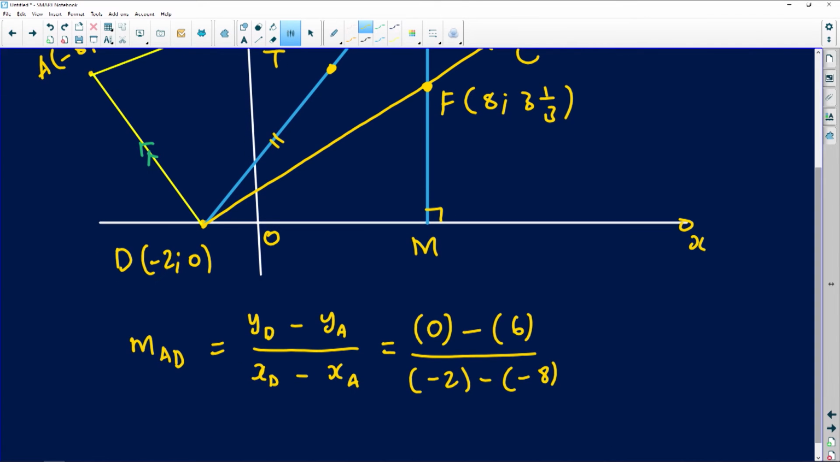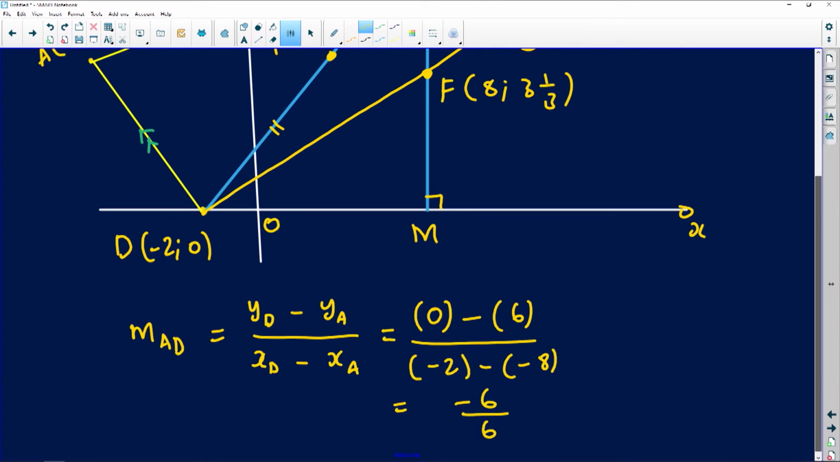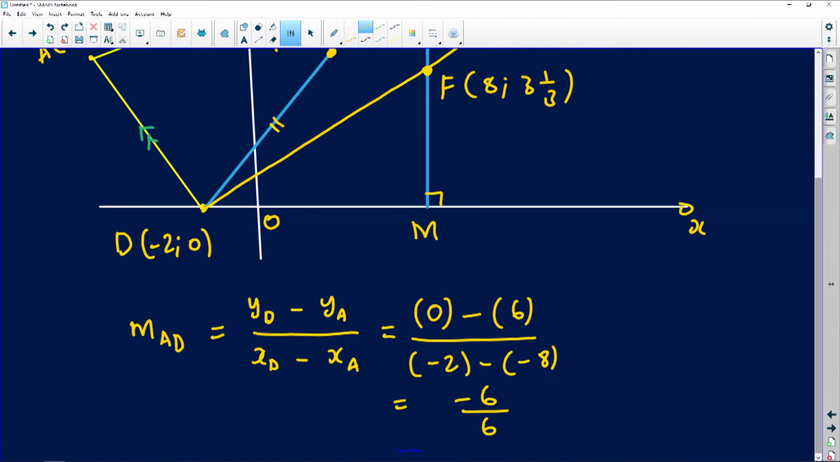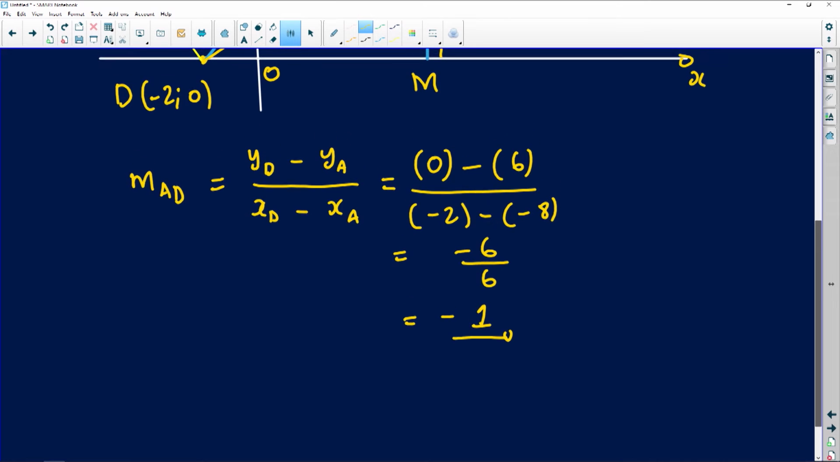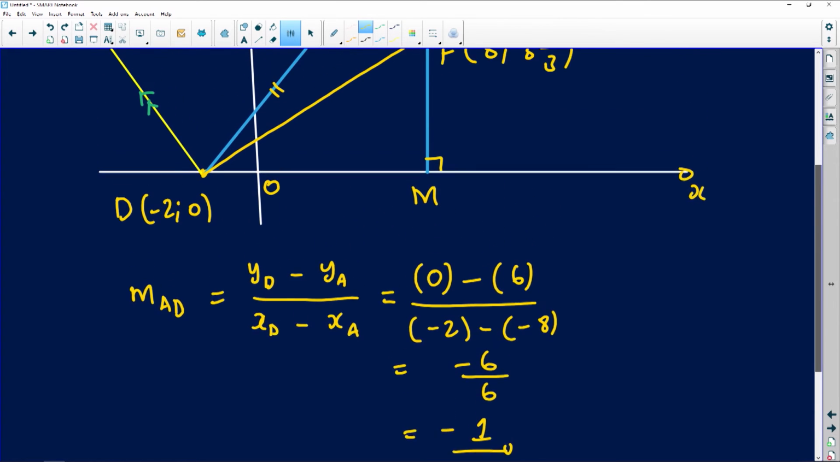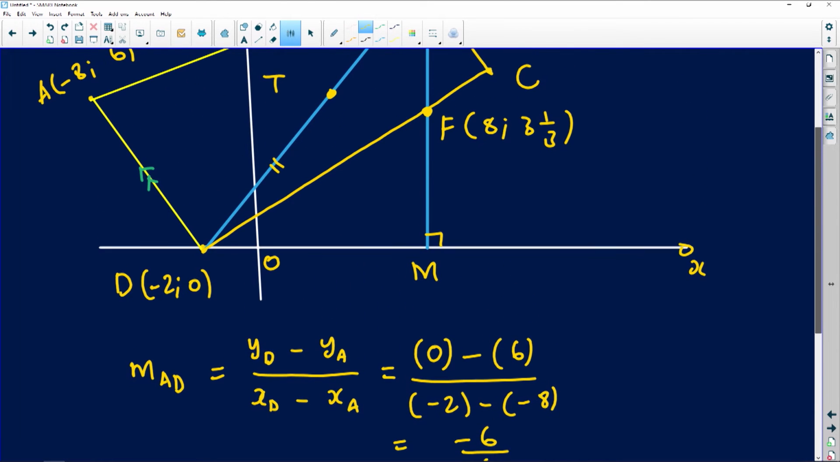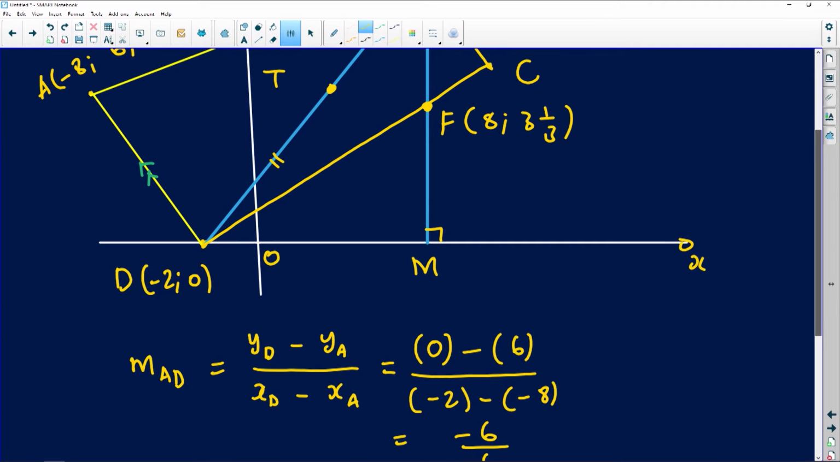So if you work this out, you're simply going to have -6 divided by +6, because -2 plus 8 is 6. And the gradient that I'm getting here is simply going to be -1. Does this make sense? Well, a negative gradient means your straight line is a decreasing line when you look at it from left to right. And if you look at the line AD, it is decreasing when you're looking at it from left to right. It's going down that way. So I am indeed expecting to get a negative gradient. So we're happy with the fact that we got an answer of -1.